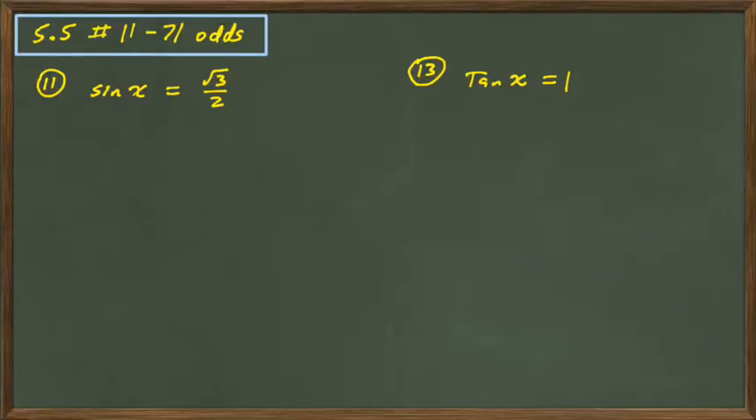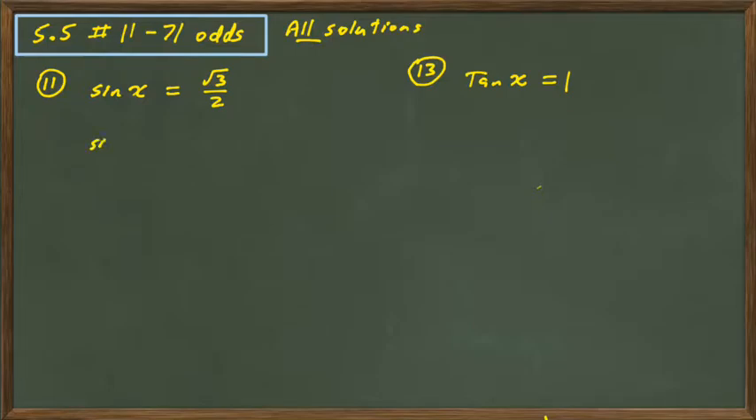5.5 in the pre-calculus textbook, we're doing 11 to 71 odds. This first group wants us to find all solutions. Basically, that means they want us to use the plus 2 pi n or plus pi n, whatever is necessary. So we want to find all solutions.